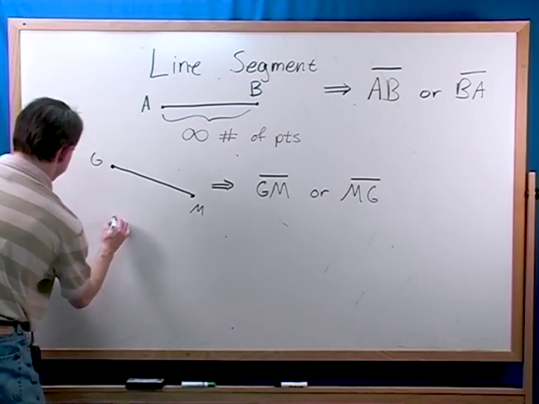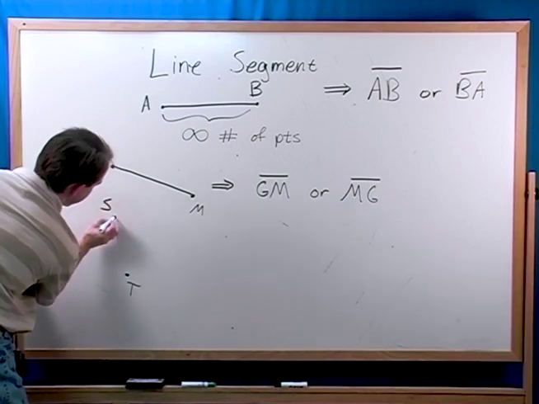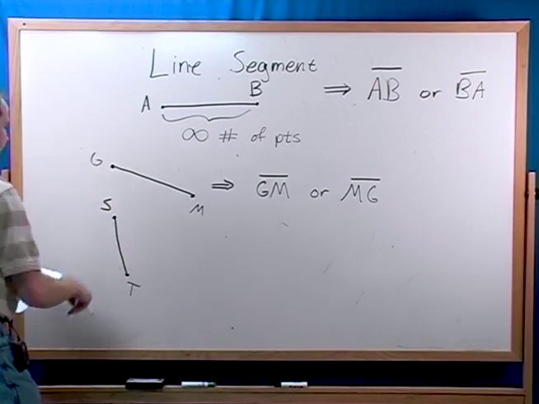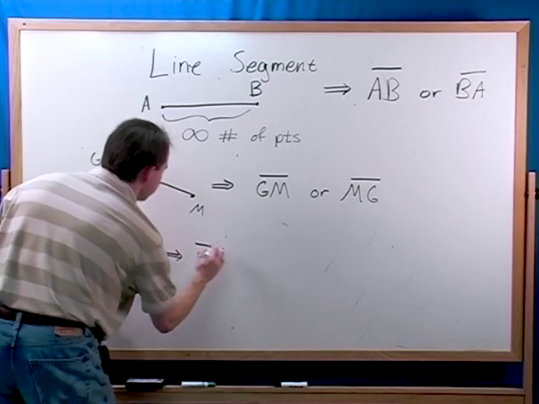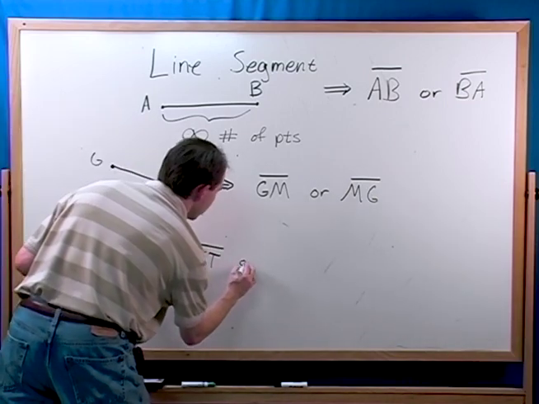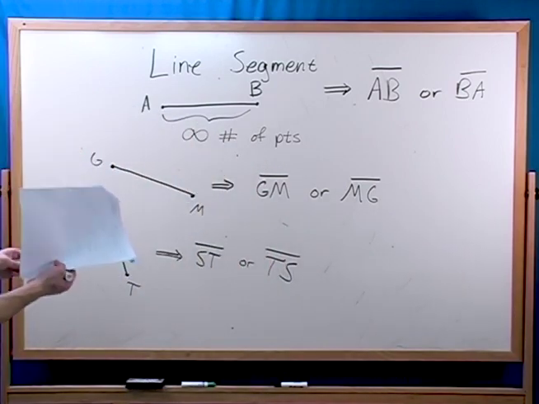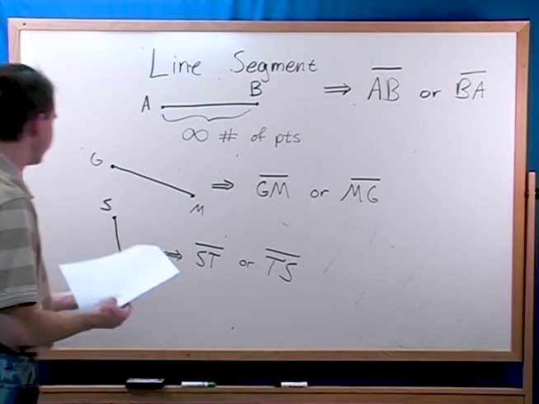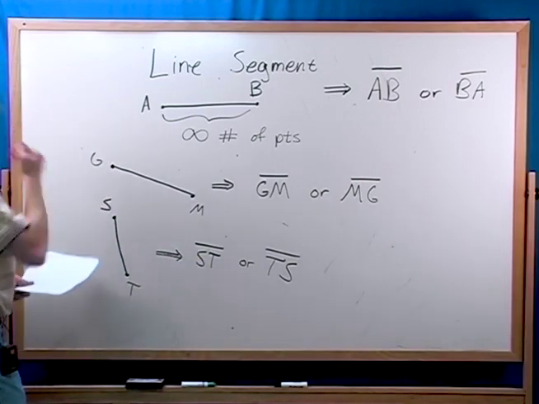So if you had S and T, and the line segment went between S and T, I think you could see that you're just going to have segment ST or segment TS. Same thing. You just put the endpoints down, and you put your little segment symbol on the top, and that tells you how you would write this down.